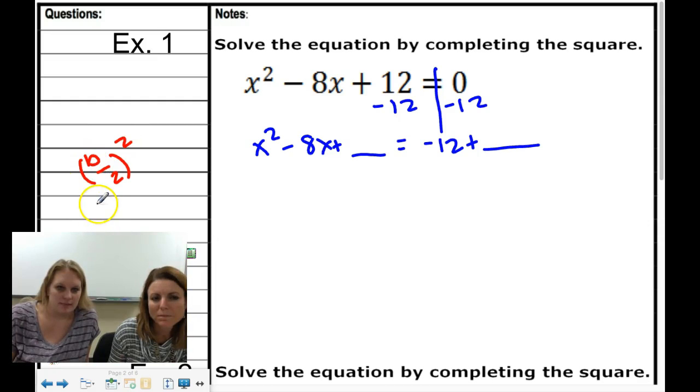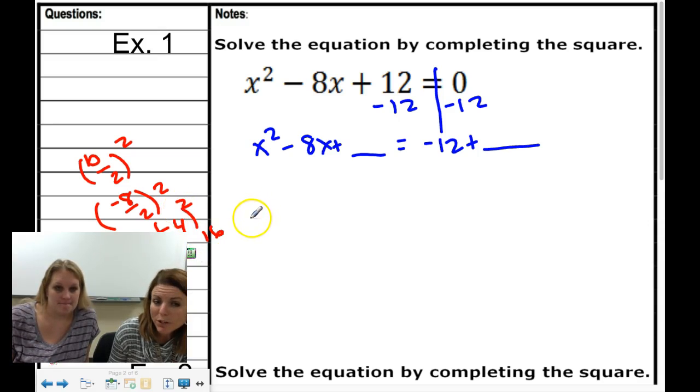So our b is negative 8. Negative 8 over 2 squared. So I have a negative 4 squared, which is 16. And notice we put it in parentheses because you will always get a positive value, because whenever you square a negative, it's a positive.